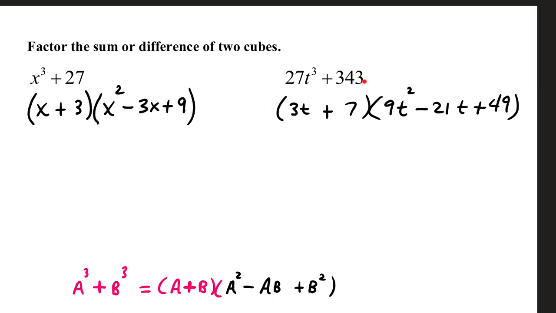In the example to your right, the cube root of 27t cubed is 3t. The cube root of 343 is 7. Square the first term, you get 9t squared, list it first. The second term, you have 7 squared, that's 49, list it last. Multiply 3t and 7, change the sign, that's negative 21t.